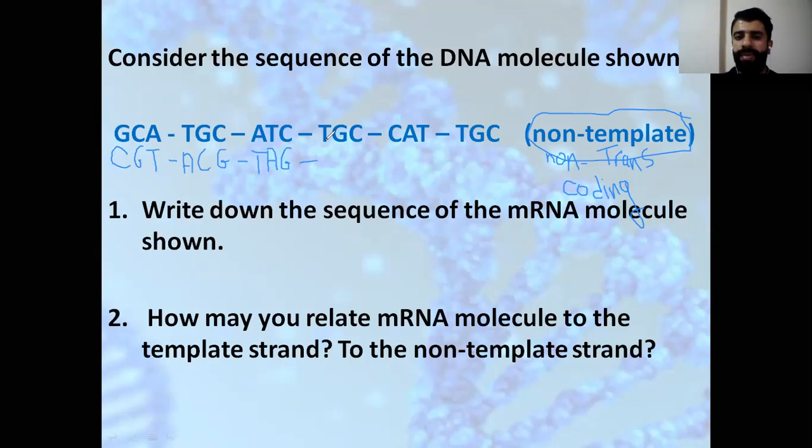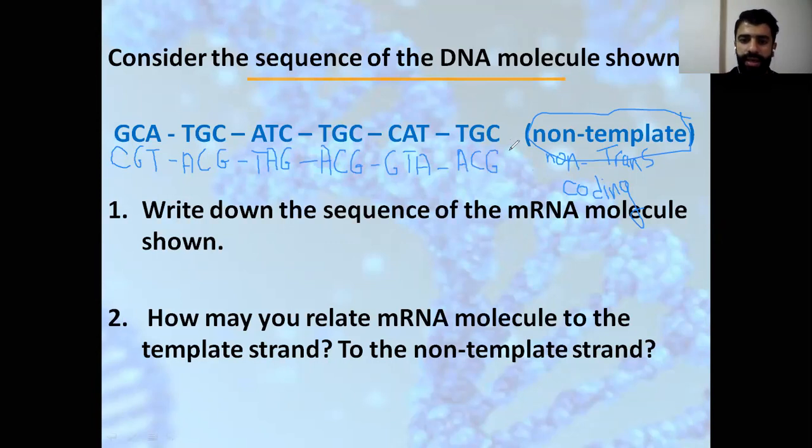Also, let's continue. The complementary of T is A. The complementary of G is C. And the complementary of C is G. Let's continue. The complementary of C is G. The complementary of A is T. The complementary of T is A. And we have here the last codon. The complementary of T is A. The complementary of G is C. And the complementary of C is G.